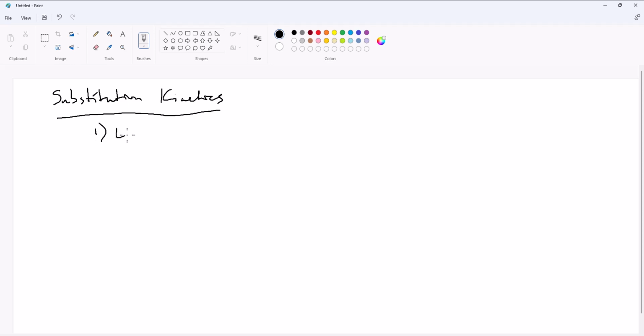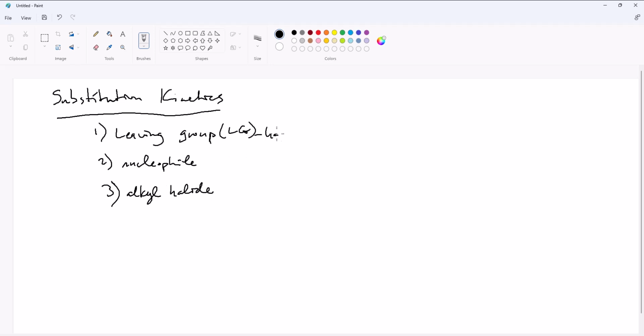1, we'll talk about the leaving group, sometimes abbreviated LG. 2, we'll talk about the nucleophile. 3, we'll talk about the alkyl, we'll call it the alkyl halide. Usually this leaving group is a halide, but leaving group to be less specific, the alkyl halide structure, just because in general, we'll mostly be starting with alkyl halides. And then 4, we'll be talking about the solvent.